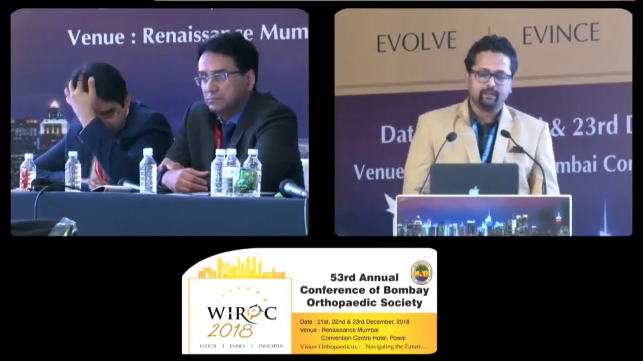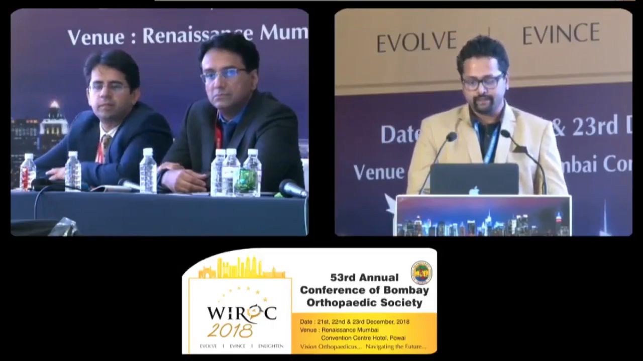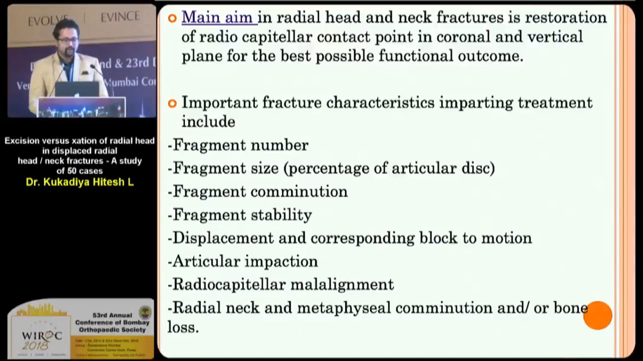Coming to the introduction, radial head and neck fractures are fairly common and amount to almost 25 to 30% of injuries around the elbow. Mason first described the fracture in 1954 and also advocated removal of the radial head in all cases when it is Mason type 2 or 3. The majority of radial head fractures are simple and reducible even when not comminuted. The main aim in radial head and neck fractures is restoration of the radiocapitular contact point in coronal and vertical plane for the best possible functional outcome.